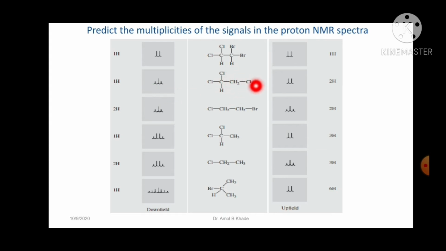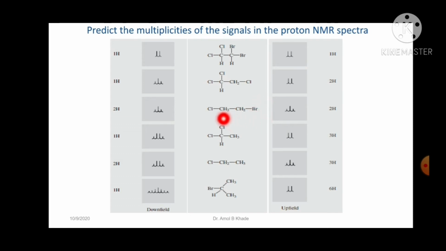Here the CH2 is connected to only one chlorine, and the neighboring carbon has one hydrogen. So 1 + 1, it will be a doublet and it will be slightly shielded compared to this CH. So it comes towards the shielded or upfield region. Then take another example, CH2 CH2, but these are not chemically equivalent, because for this CH2 we have a bromine and for this CH2 we have a chlorine. So the one attached to chlorine will be more deshielded compared to the one attached to bromine.